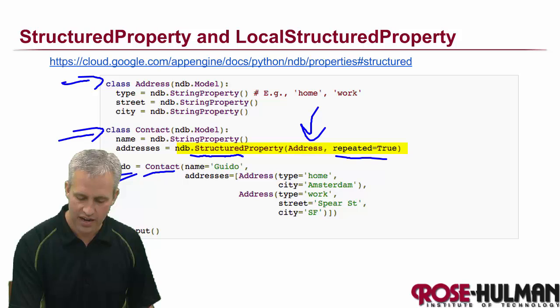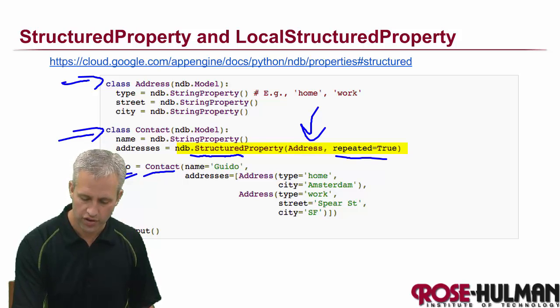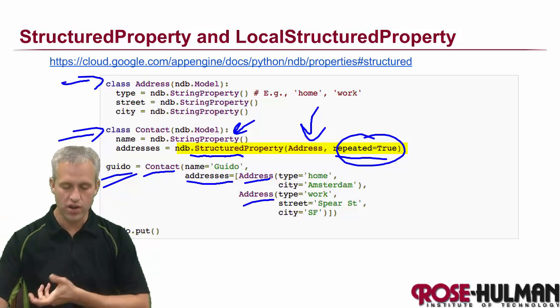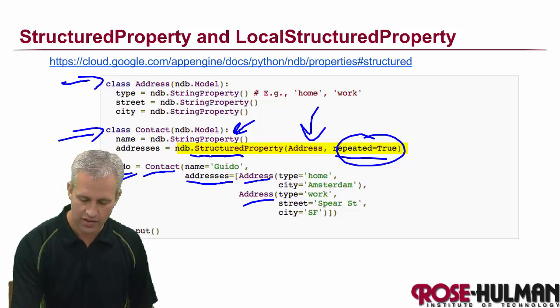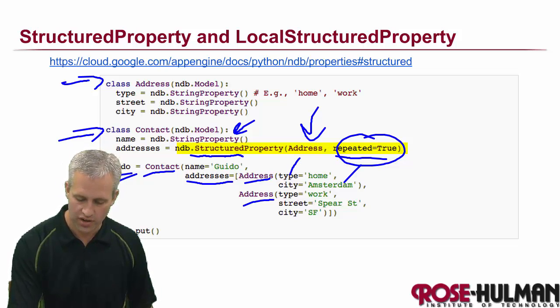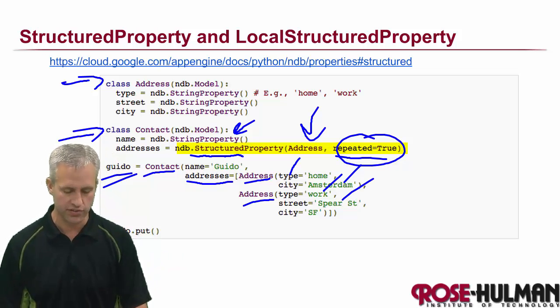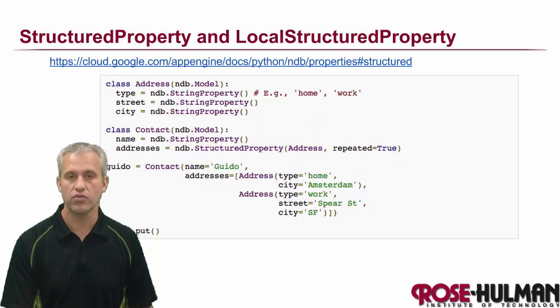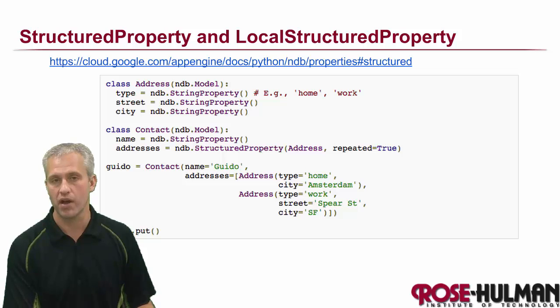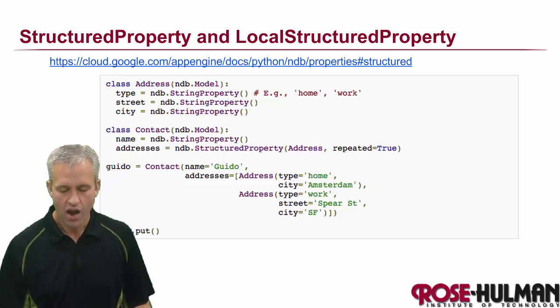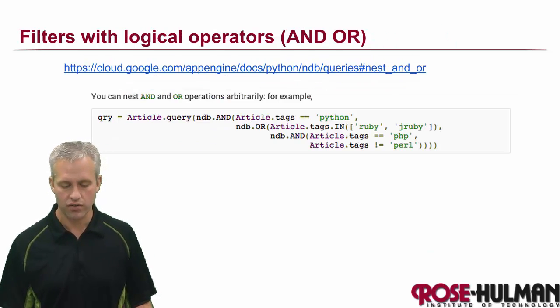So he's got a name, which is just a normal old string. Nothing special about that. And then he's got addresses, plural because it's repeated. Each address is actually its own entity of type address, where it has a type. Apparently his home is in Amsterdam, and he works in the San Francisco Google office, which apparently is on Spear Street. We're not going to use those in this example, but I wanted to tell you about them because they might be useful for your projects, and this seemed like the best place to fit them in. All right, so that's kind of it on the background.